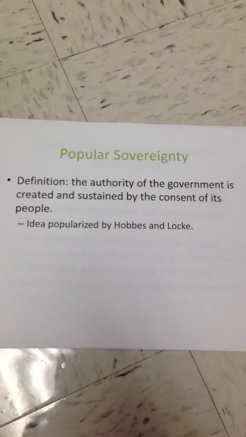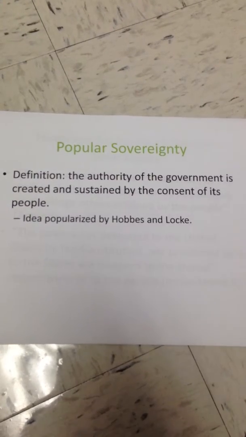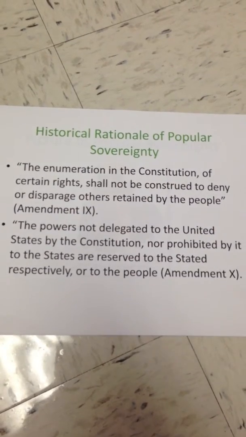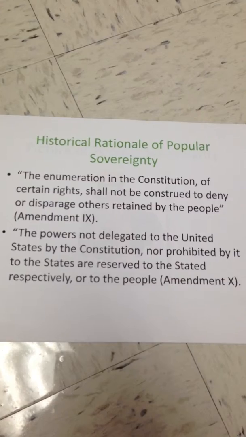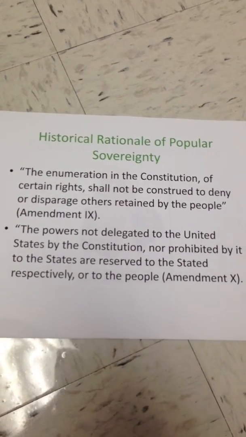Popular sovereignty is the authority of the government, which is created and sustained by the consent of its people, and in class we learned about this with Hobbes and Locke. These quotes explain that the Bill of Rights was meant to give rights rather than to take any away, giving power to the people so that they know they have more rights than what is just written down.